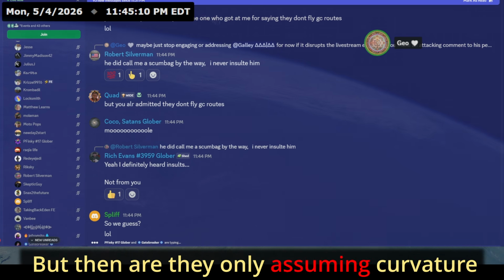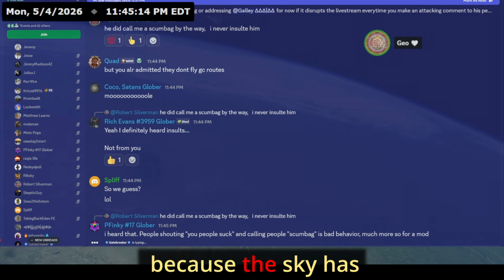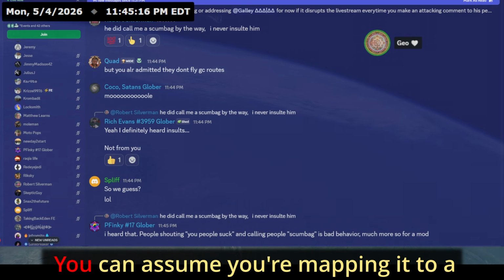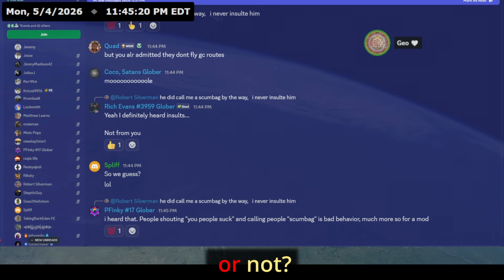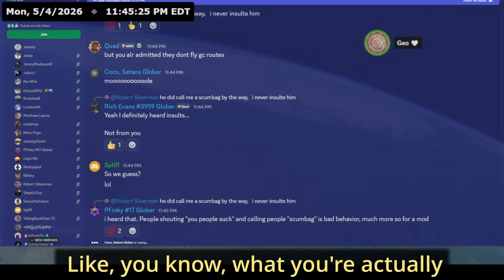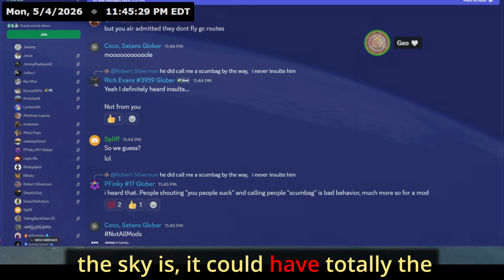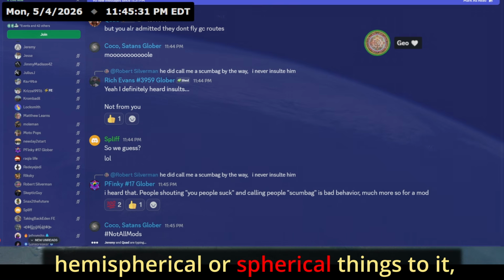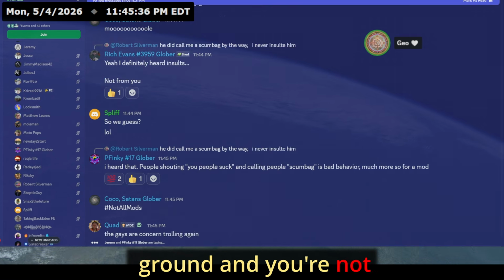But then are they only assuming curvature, or is the curvature actually there? You can map it because the sky has that spherical nature. You can assume you're mapping it to a spherical ground, but is the ground actually a sphere or not? And that's where the differences in distance would come in. Because on a planar surface, whatever the sky is, it could have the hemispherical or spherical things to it, but you're just mapping the stars directly to the ground, and you're not assuming any curvature.